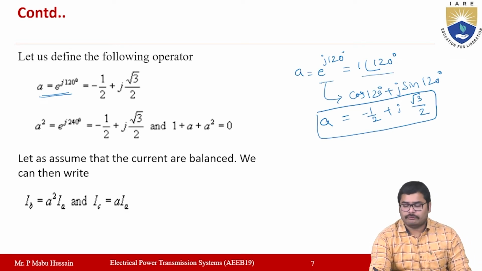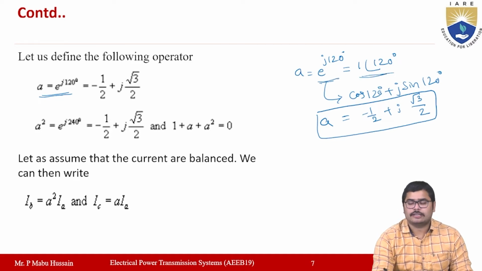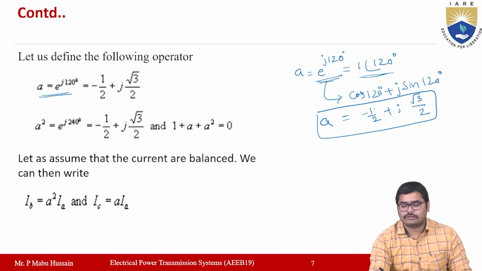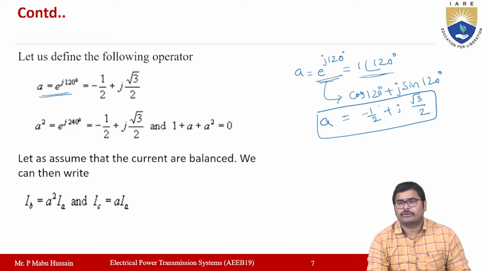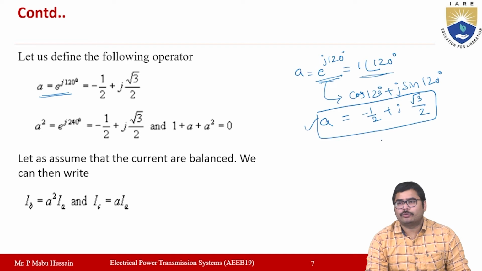So the value of the operator is 1 at an angle 120 degrees, which is equal to e power j 120 degrees. Now this e power j 120 degrees you can write as cos 120 degrees plus j sin 120 degrees. Then cos 120 degrees value is minus 1 by 2, and plus j into sin 120 degrees value is root 3 by 2. So the value of A is minus 1 by 2 plus j root 3 by 2.